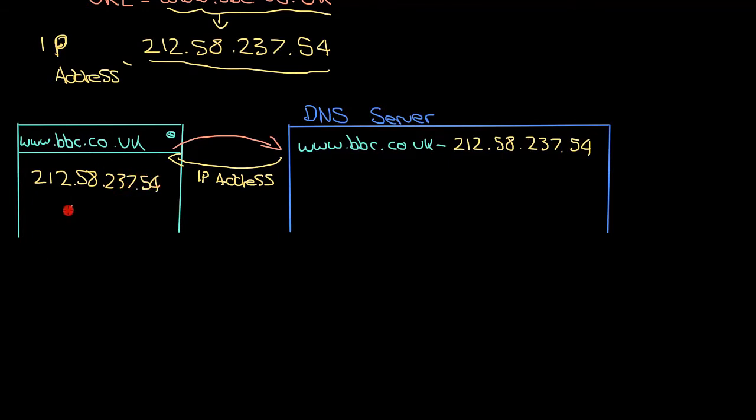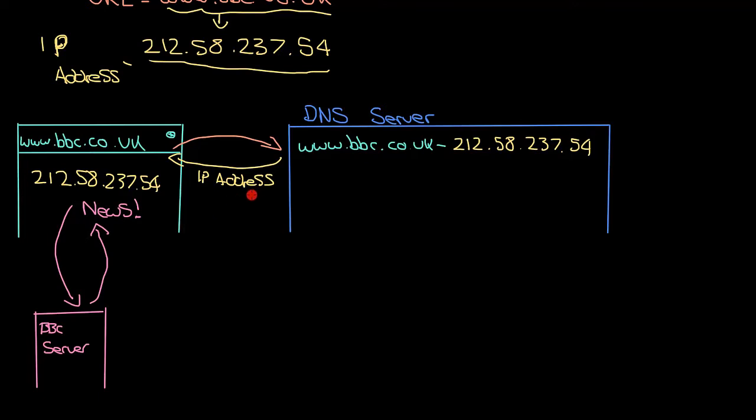It'll then do this other request, go into the BBC servers, and then your web page will get returned and displayed to you. Okay, so far so good. So that is your typical sort of request and response process for DNS.